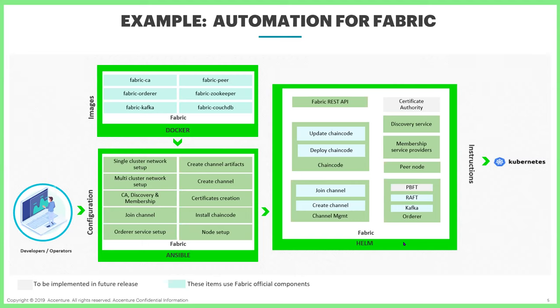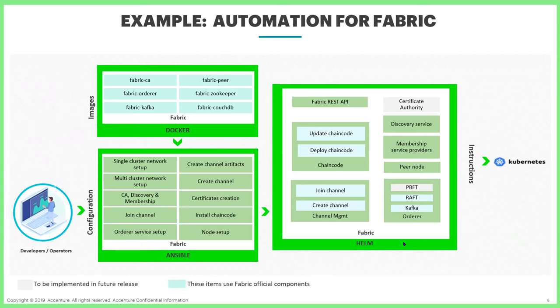Once Ansible creates these configurations, Helm contains charts, the Helm charts, which contain various jobs, deployments, or services that use the configurations provided by Ansible as values. So we call them value files as well. These charts use those value files and pass them as instructions to Kubernetes, and then Kubernetes does the deployment, whether it's a deployment, a job, or any service which is required.